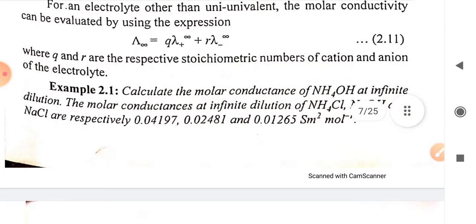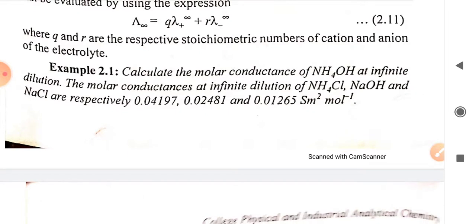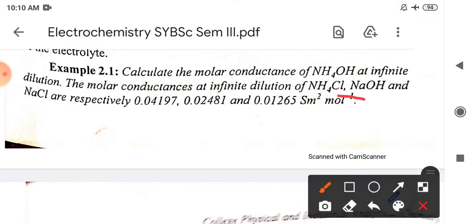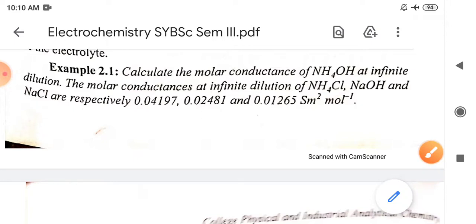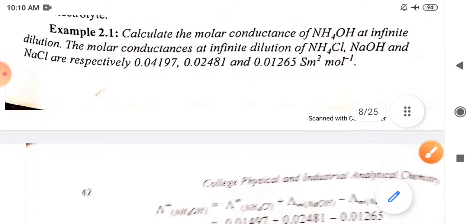Okay, now consider one example based upon this Kohlrausch law. Calculate the molar conductance of ammonium hydroxide at infinite dilution. The molar conductances at infinite dilution of ammonium chloride, ammonium hydroxide and NaCl are respectively 0.04197, 0.02481 and 0.01265 meter square per mole.